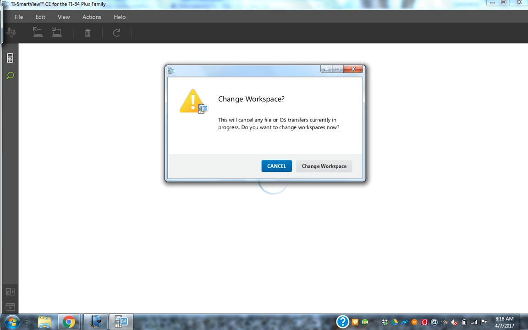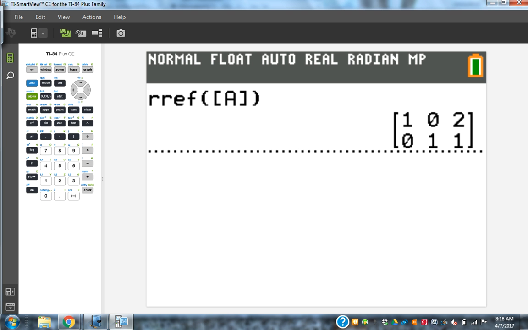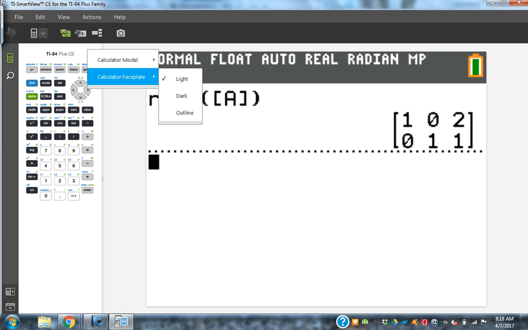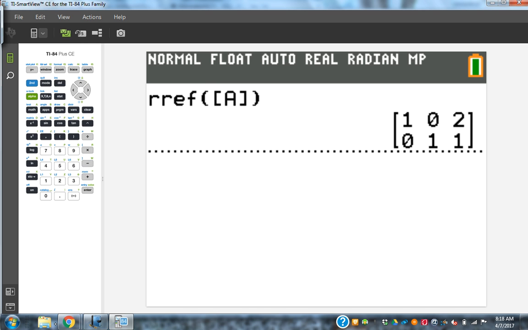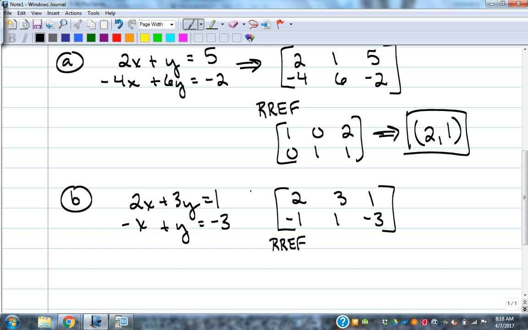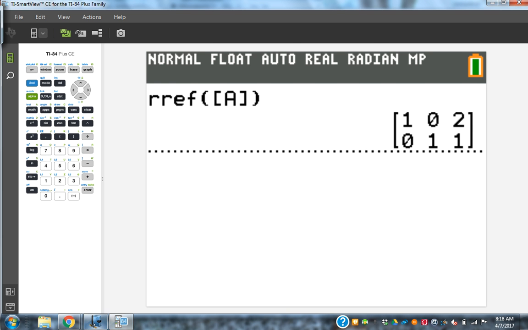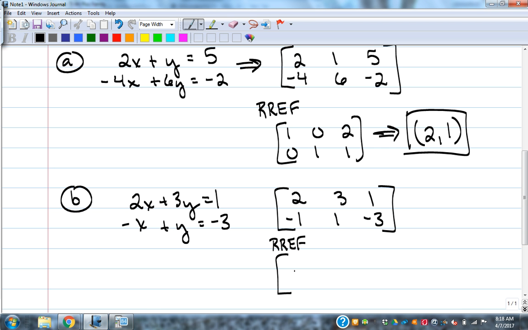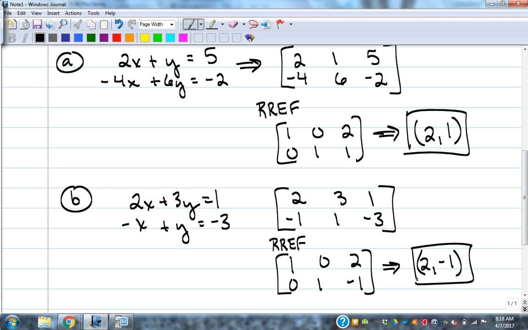Oh, that was the wrong move. I don't know why that's looking that way. Oh, well. We'll deal with it. All right, so through RREF, what do we end up with there? It's the ordered pair, so it's 1, 0, 2, 0, 1, -1. So the ordered pair, 2, -1. And that is where these two lines would have crossed.